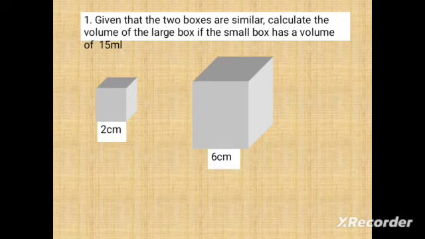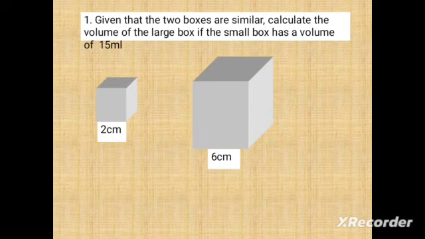Our number one is, given that the two boxes are similar, calculate the volume of the large box if the small box has a volume of 15 milliliters. As you can see, we have two boxes which are in the shape of a cube, if I'm not wrong, and of length, the smaller one 2 centimeters, the bigger one 6 centimeters.